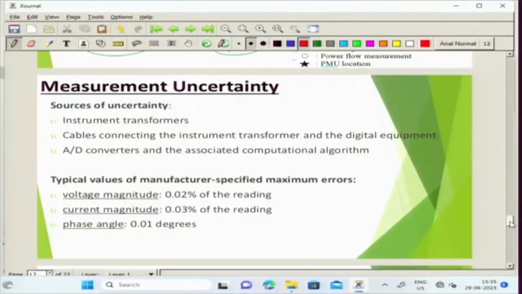Some sources of measurement uncertainty are instrument transformers, the basic measurement devices, CTs and PTs, and cables connecting the instrument transformers and the digital equipment, analog to digital converters and the associated computational algorithm. Typical values of manufacturer specified maximum errors are: voltage magnitude is 0.02 percent of the reading, current magnitude is 0.03 percent of the reading, and phase angle is 0.01 degrees.